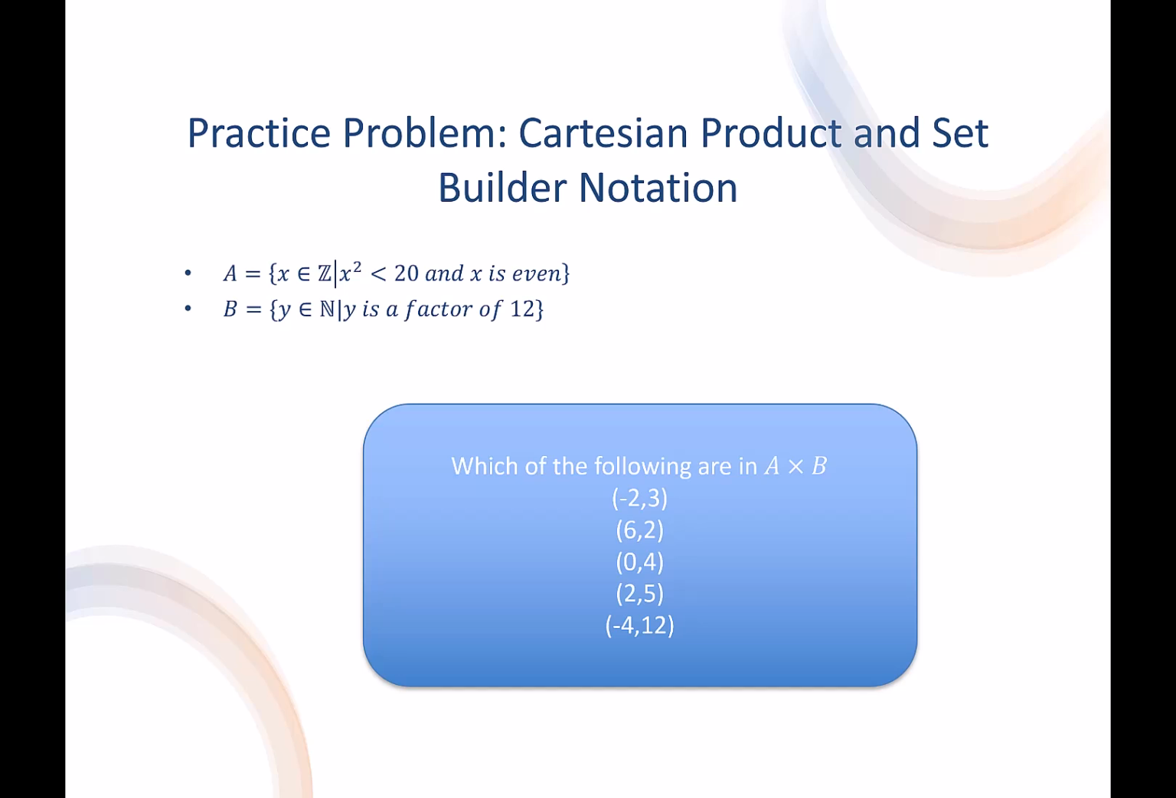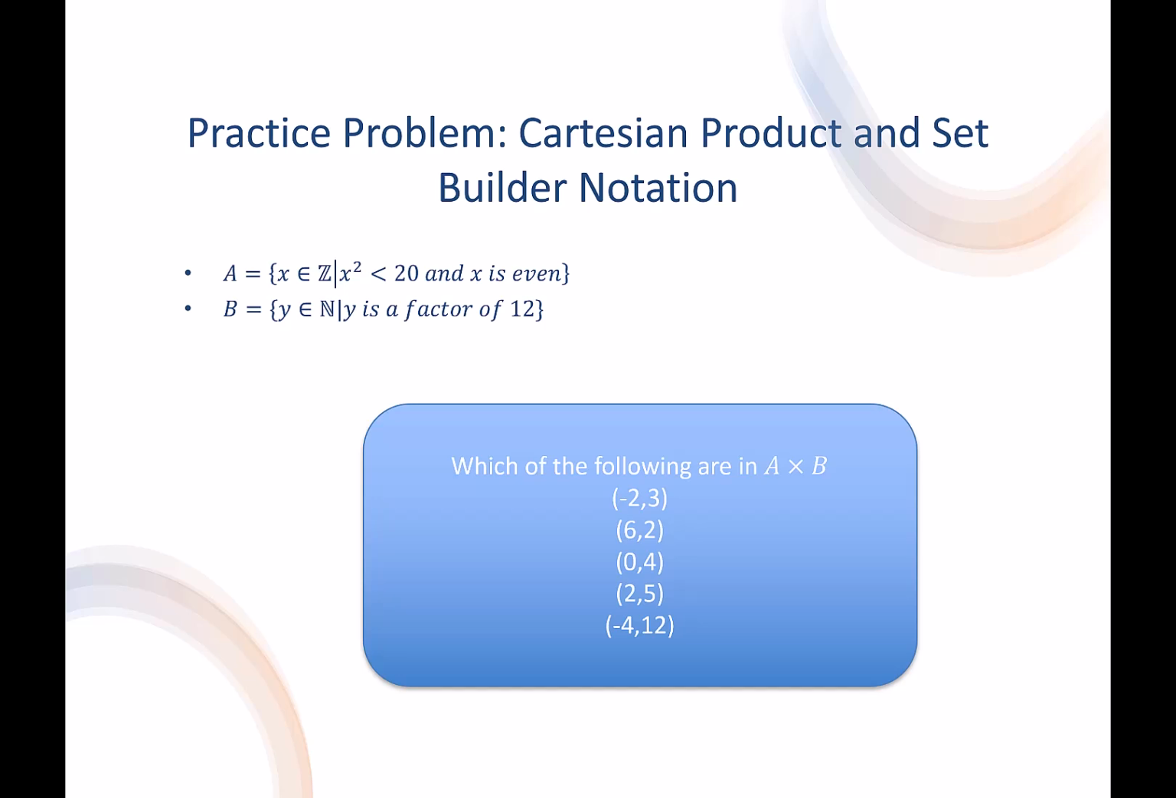So my set A is the set of all x, where I'm given that x is an integer. I also know that x squared needs to be less than 20 and x has to be even. B is the set of all y, where y is a natural number and y is a factor of 12. Let's start by deciding which of these pairs of numbers would be in the Cartesian product of A times B.